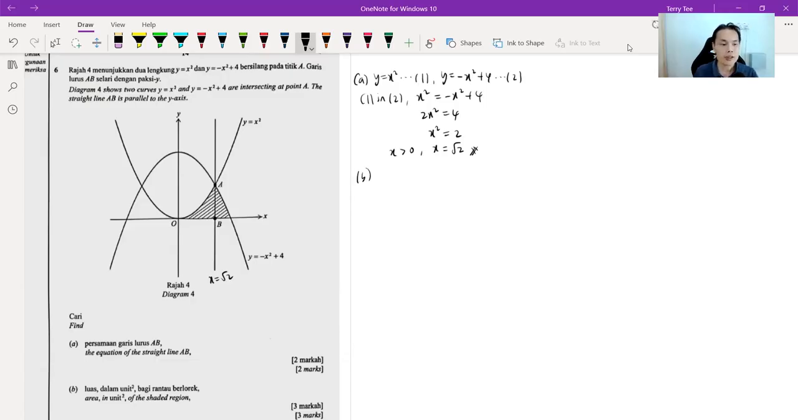Okay, next, the area of the shaded region. Now, your shaded region is actually bounded by this. This is a curve. It is given by the equation y equals x squared.